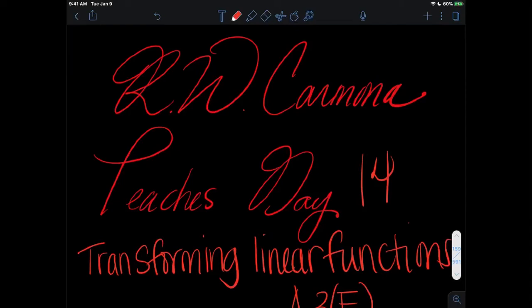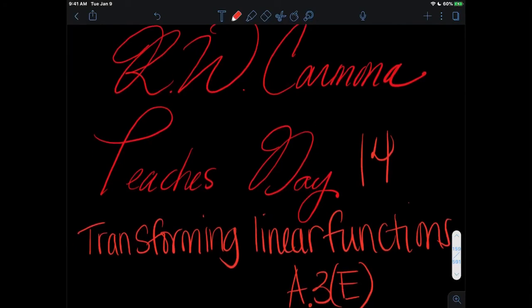Algebra 1, Day 14. Today we're going to be talking about transforming linear functions. So we've already talked about how to graph these. Of course, we take our b value, our y-intercept, we plot it on our graph, and then we use our slope, our m value, in order to make additional points and create a line, and we connect them all, and they continue out forever and ever.